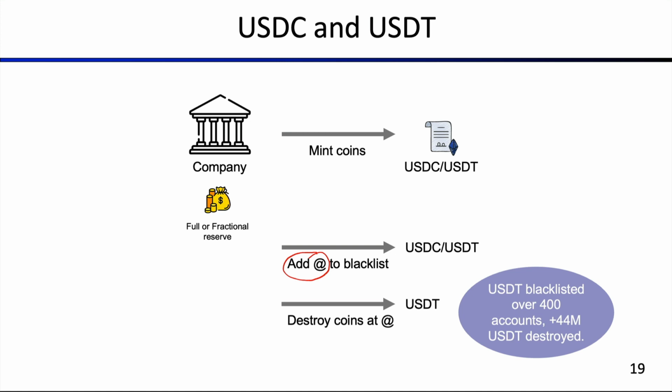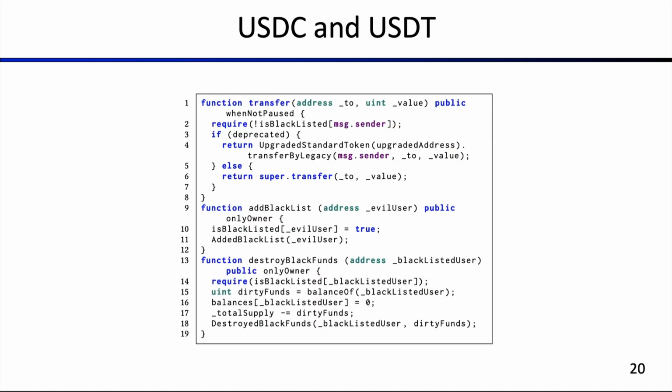Now USDT goes a little bit further. USDT has a function to destroy coins at a particular address. We have looked at past blockchain data, and we found over 400 accounts that were blacklisted, representing a little bit more than 44 million USDT that was zeroed out on blacklisted accounts. So please don't trust my word. Always verify yourself. You can go to the USDT smart contract, for instance, and you'll find a particular function called add blacklist, where you can provide a specific address.